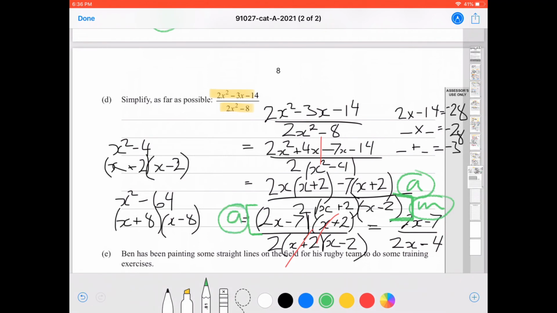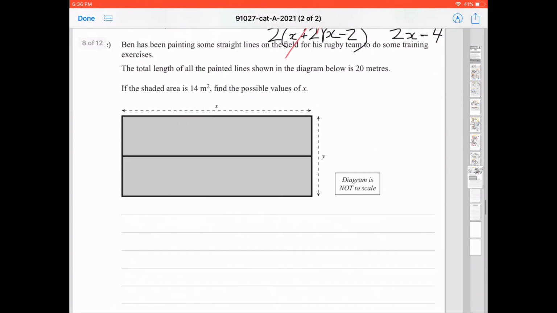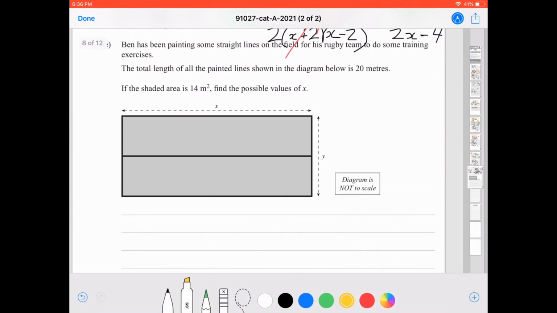Okay, moving on to question 3e, the last question of this paper. Ben has been painting some straight lines on the field for his rugby team to do some training exercises. The total length of all the painted lines shown in the diagram below is 20 meters. This is our diagram. If the shaded area is 14 meters squared, so area equals 14, find the values of x.